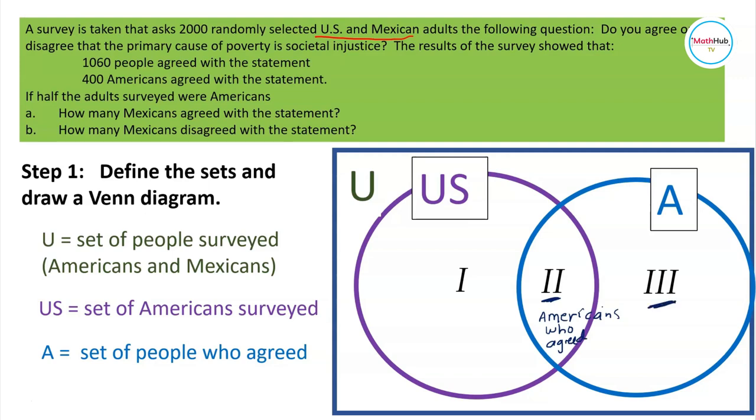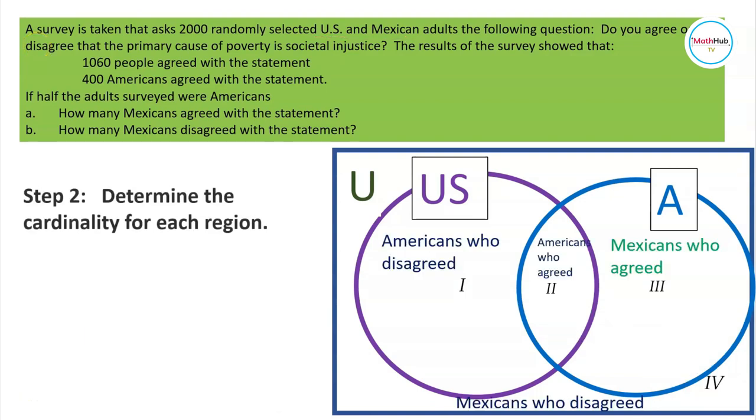Outside of the US circle, that area represents the set of Mexicans. This third region here is the number of Mexicans who agreed with the statement, and this region here, region four, is the number of Mexicans who disagreed. Now let's fill in the information. We have to start with region two, since this is the innermost region, and then move outward to region one, and then three, ending with region four.